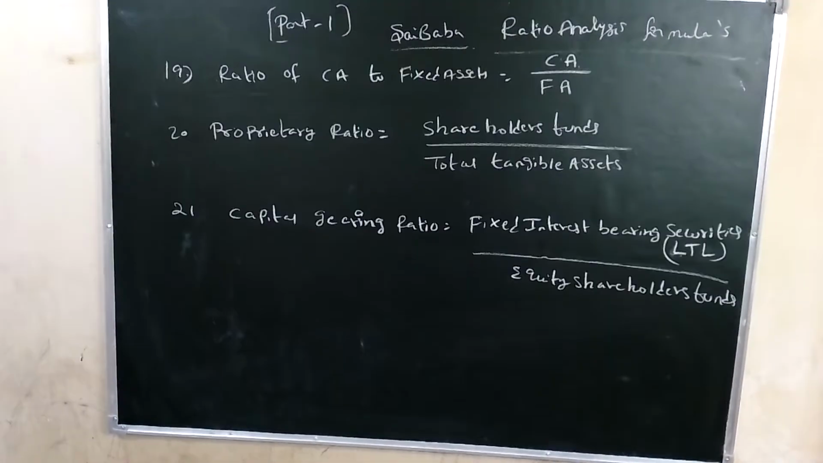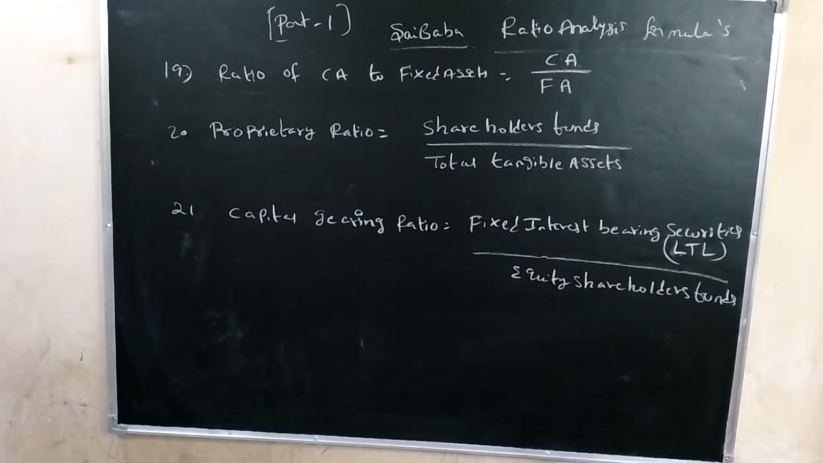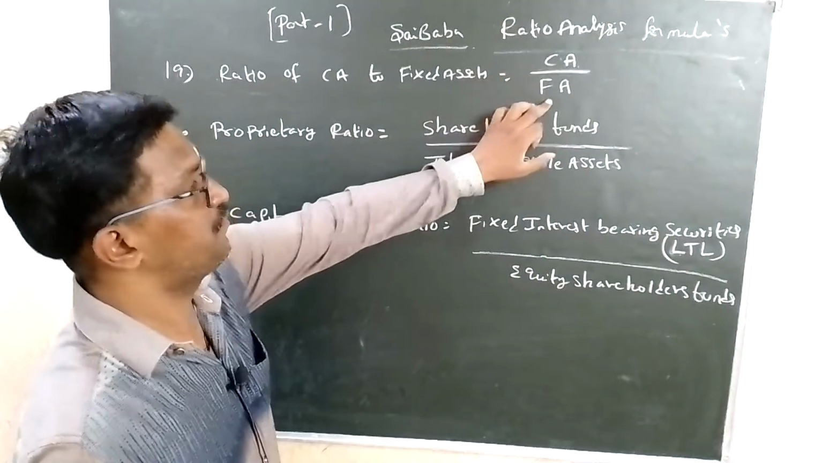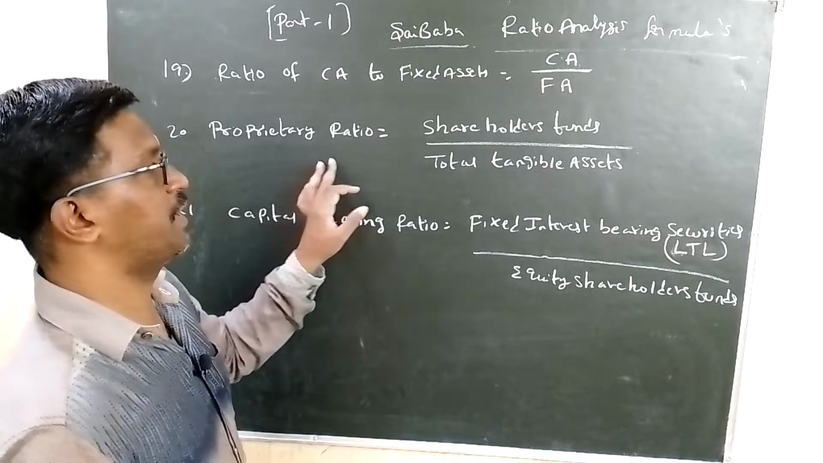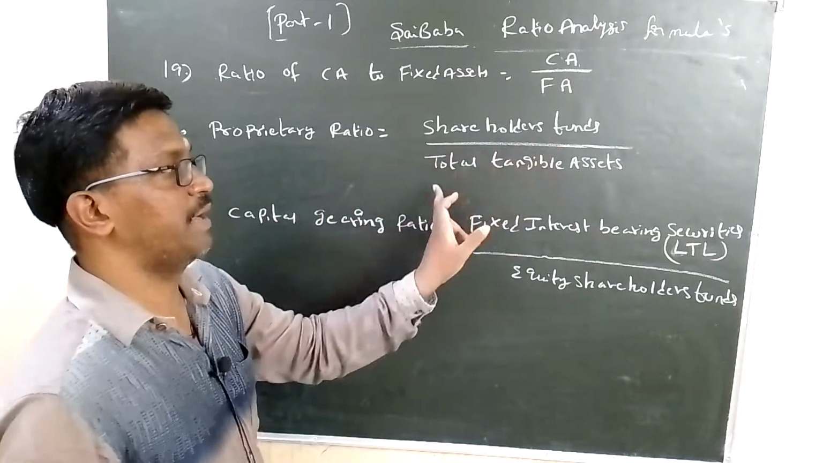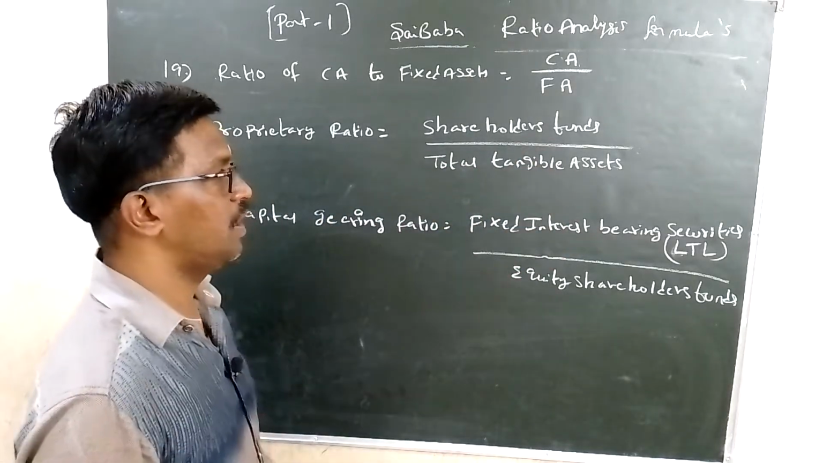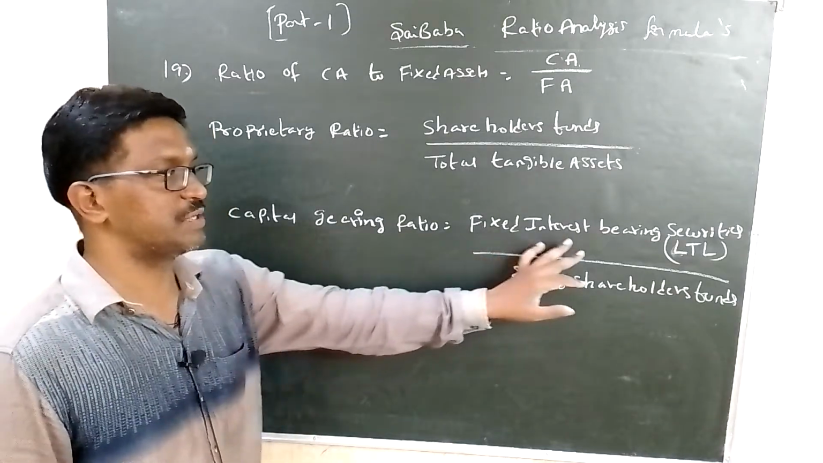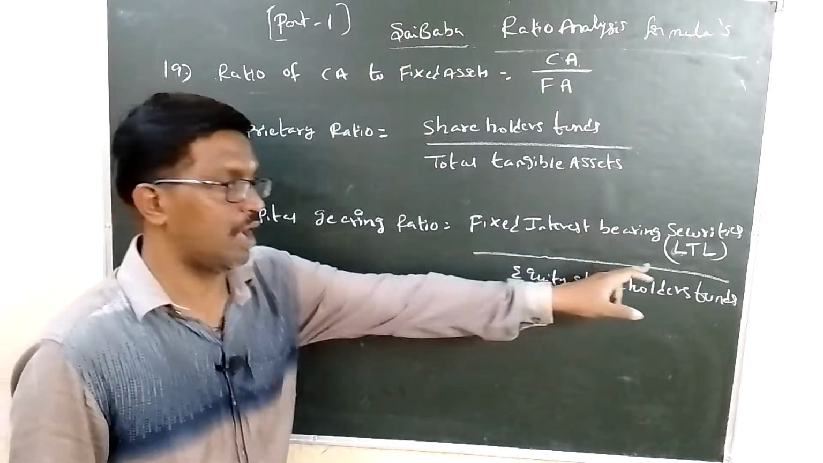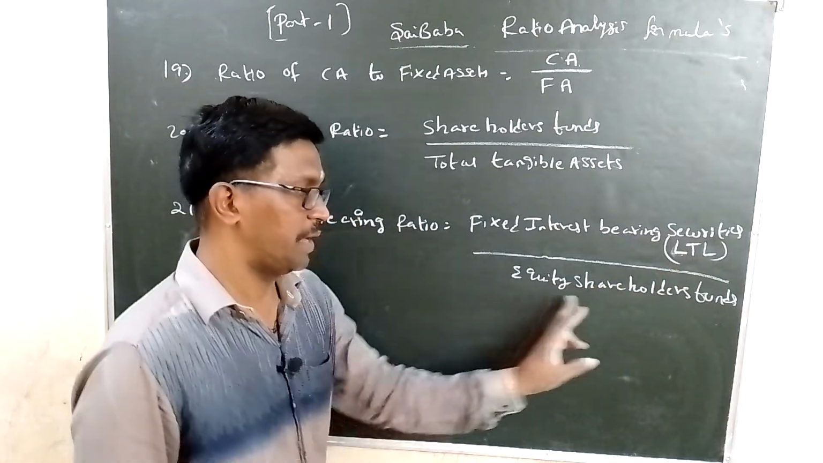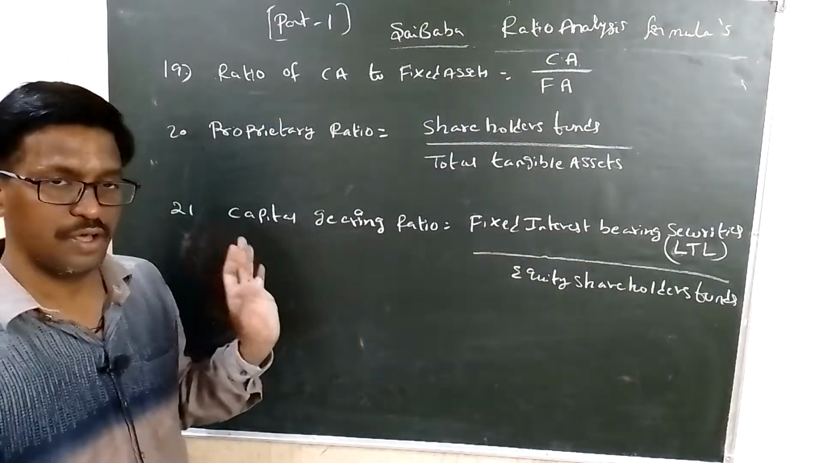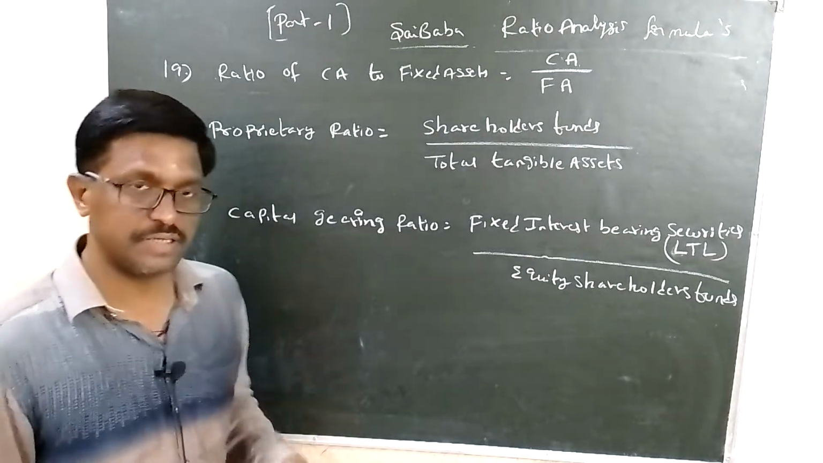Ratio of current assets to fixed assets means current assets by fixed assets. Proprietary ratio: shareholder funds by total tangible assets. Okay, capital gearing ratio: fixed interest bearing securities or long term liabilities by equity shareholder funds will be taken. Capital gearing ratio. Okay, next the remaining formulas will be explained.